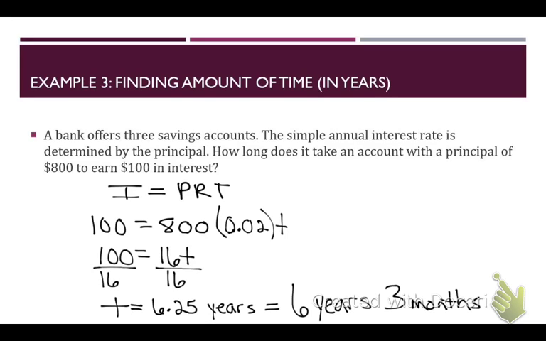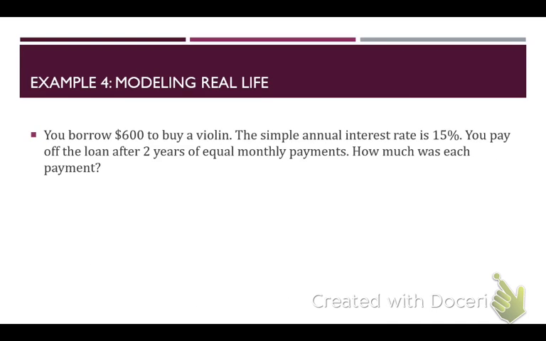All right, example 4 puts things more into a real life scenario. If you borrow $600 to buy a violin and you're paying 15% interest over 2 years, you're not just paying back $600. That would be 0% interest. So you have to factor your interest into the monthly payments. Before we can figure out our monthly payments, we have to figure out how much money we're paying in interest. Go ahead and do that.